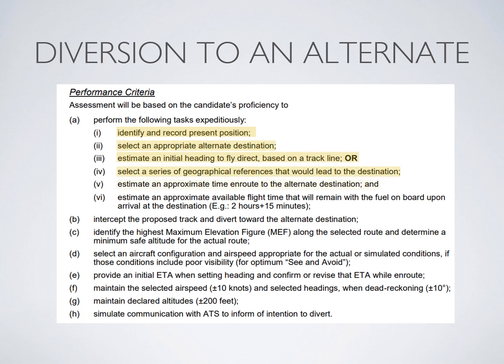You're still not allowed to use a GPS. You're still not allowed to use radio aids. You're basically using a paper chart and using what you know about distances and times and fuel burn and your airplane. You're going to give them a reasonable estimate of what time you're going to reach that new destination and how much fuel you're going to have remaining.